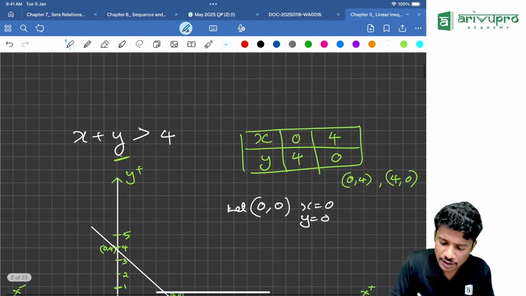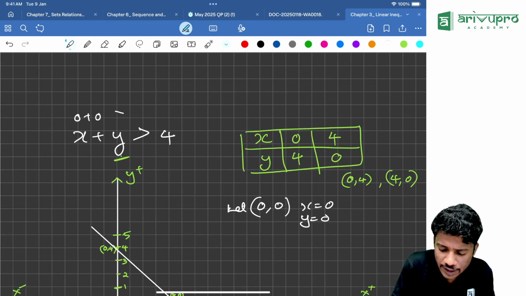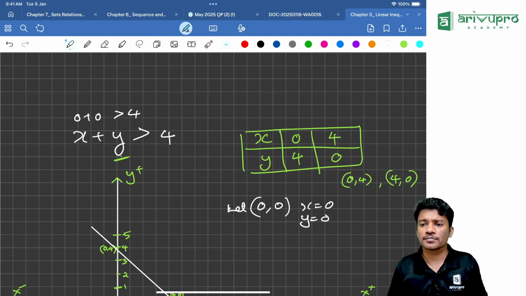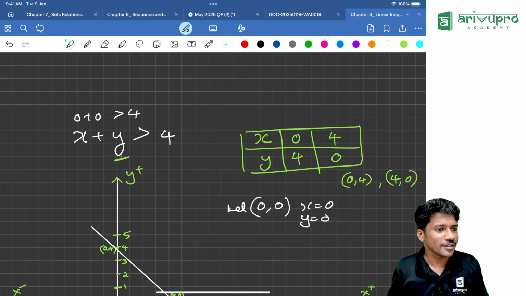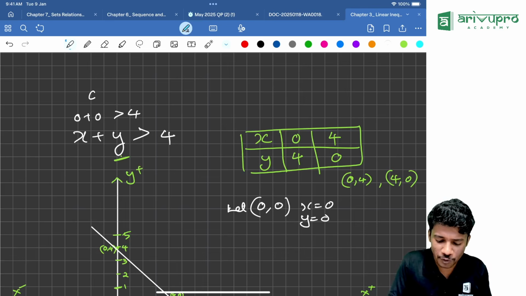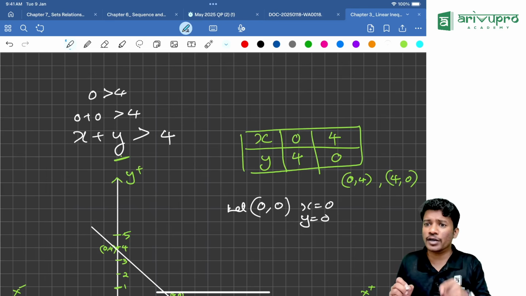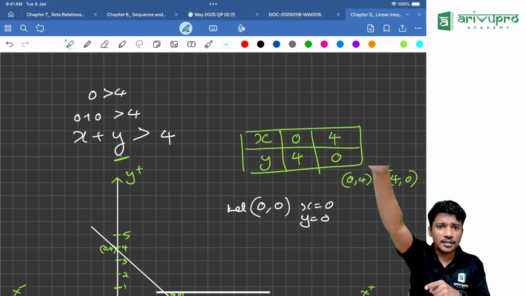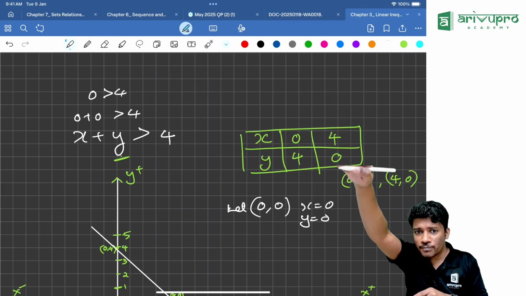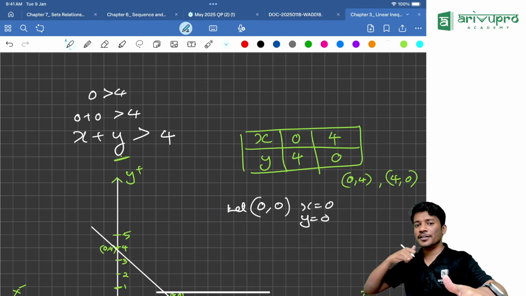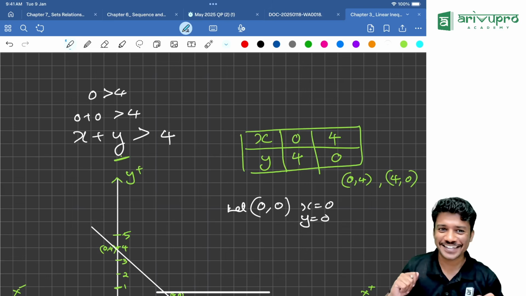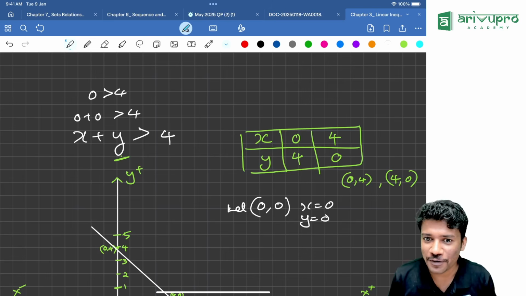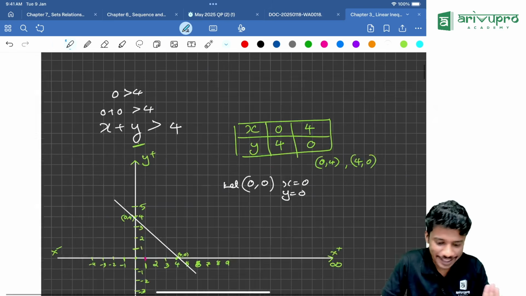Now we will check. 0 plus 0 greater than 4. Is that possible? 0 plus 0 is greater than 4 means 0 is greater than 4. Is 0 greater than 4? Everyone, is 0 greater than 4? No. 0 is not greater than 4.